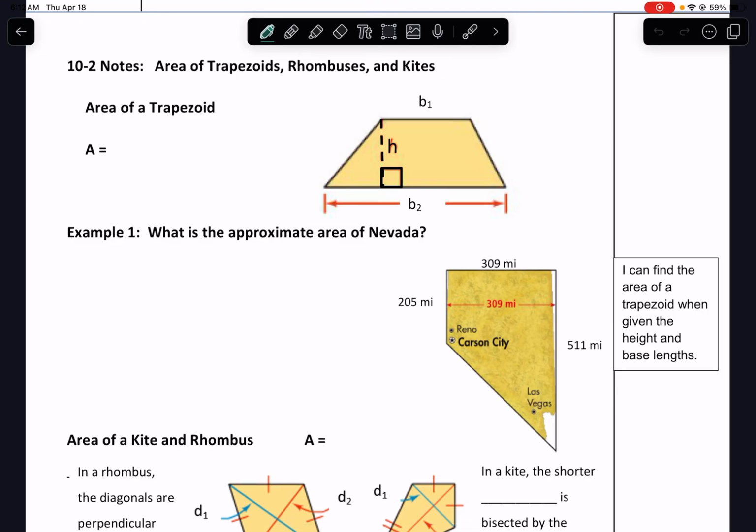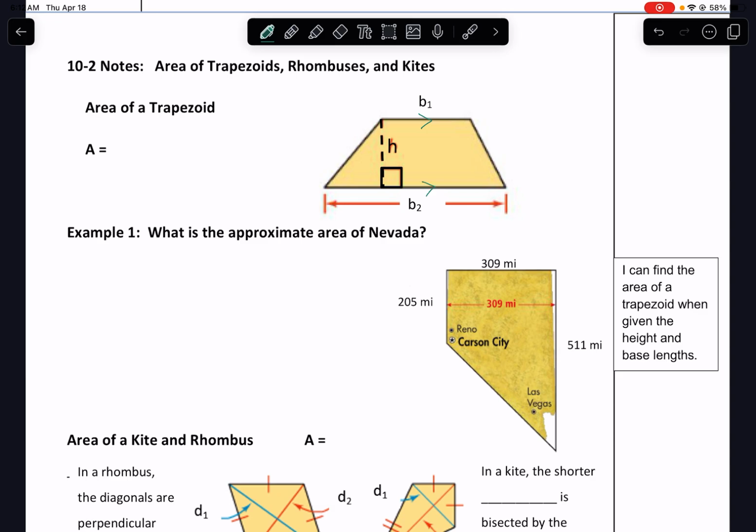Hey guys, so today we're going to talk about 10.2, area of trapezoids, rhombuses, and kites. Sometimes you'll see rhombuses written as rhombi, so just a reminder about that. So, trapezoids. Remember, this is a quadrilateral with one set of opposite sides that are parallel.